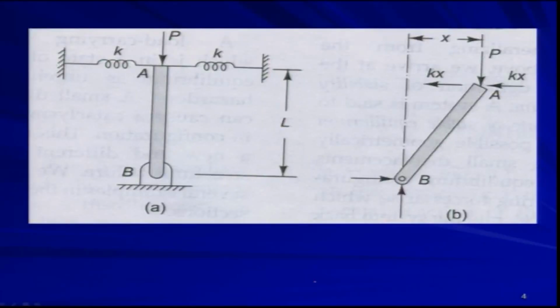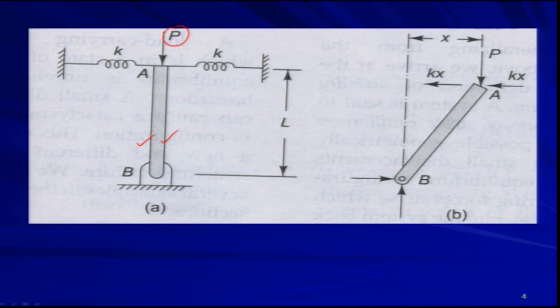Now, suppose this is one unstable structure under this load P, and as I told you, P has reached the critical load. So, once it is reaching the critical load, it will cause the instability in the system. So, this is your unstable structure.